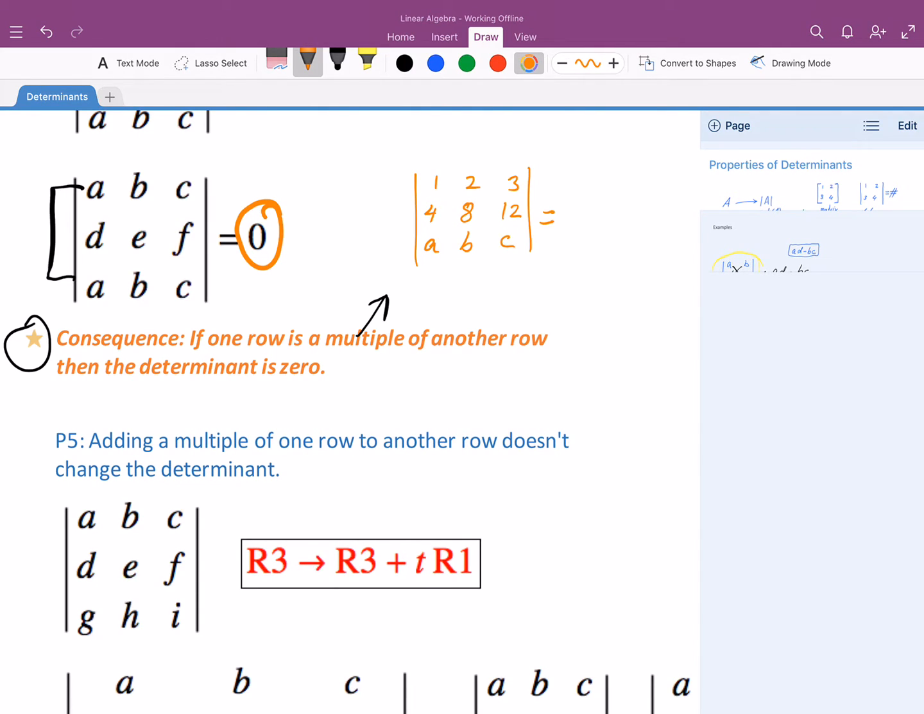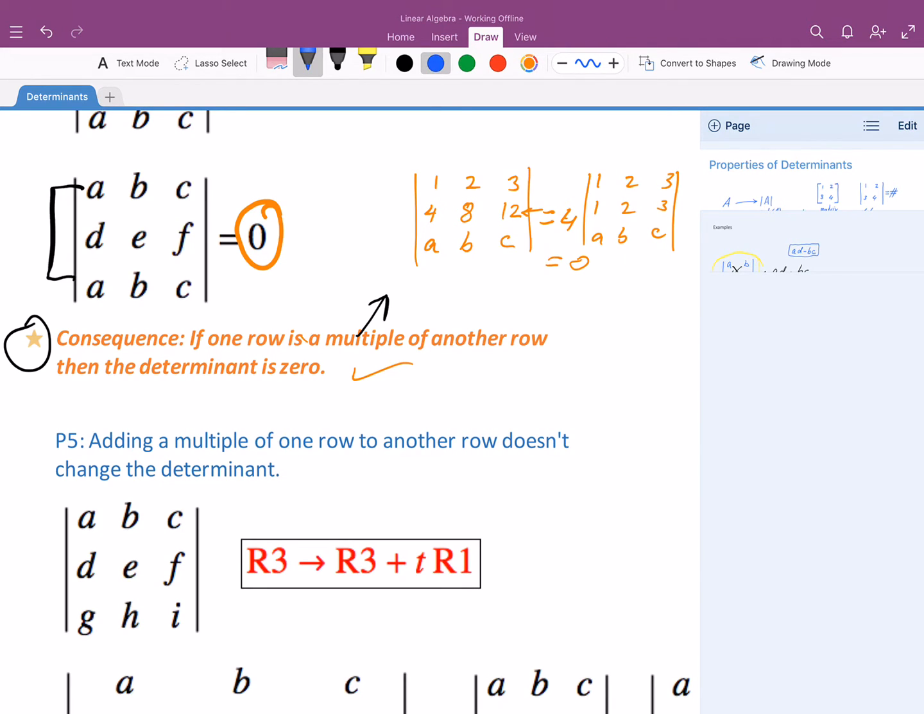I could actually use linearity to factor out 4 from the second row. And what happens? I get 1, 2, 3, 1, 2, 3, A, B, C. So there you can see 4 times. Now the determinant of this matrix is 0 because that has equal rows. 4 times 0 is 0. So if one row is a multiple of another row, then the determinant is 0. I think maybe now it's clear why that comes from that property.